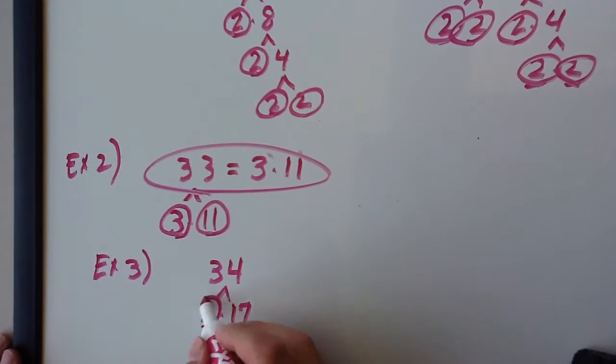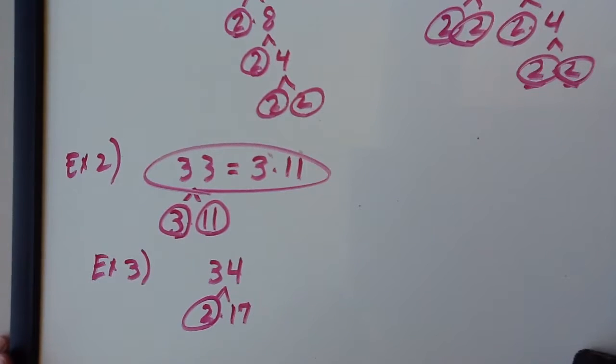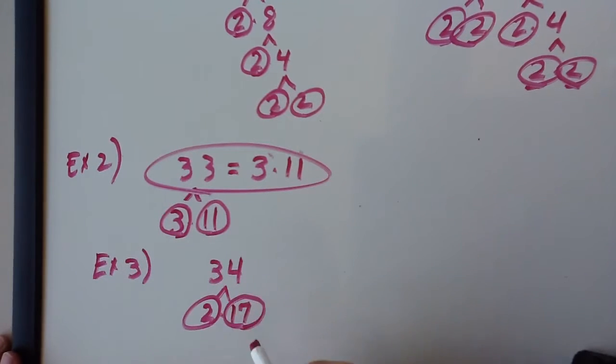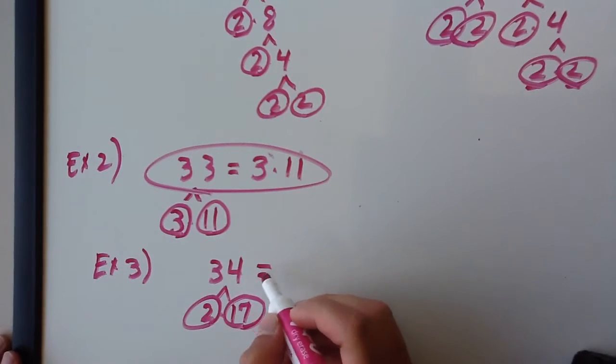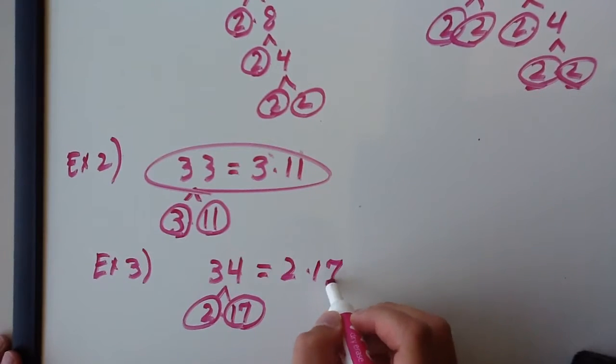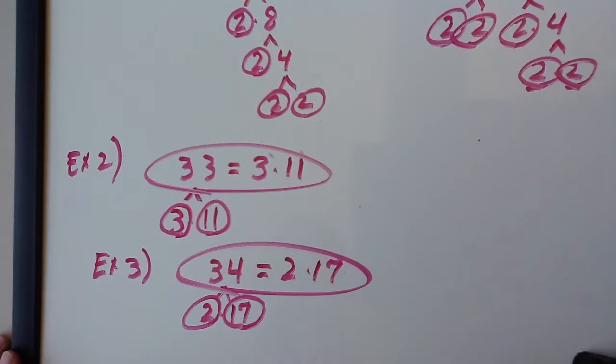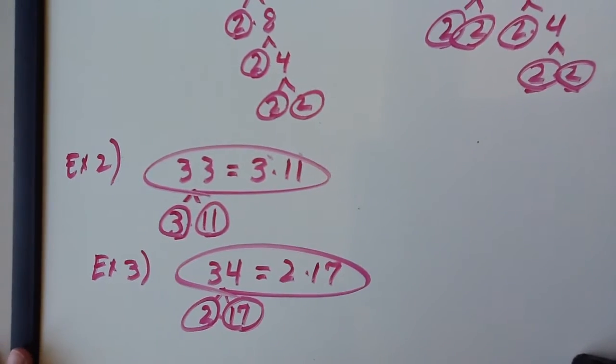Well, I know 2 is prime. Is 17 composite? Can I break this down any further? No, I can't. Right? 17 is also prime. So just like we saw up here, this is it. 34 written as a product of its primes is simply 2 times 17. That is the prime factorization.